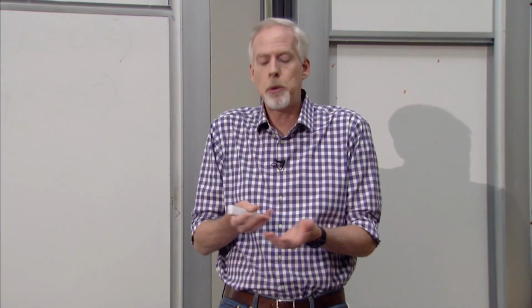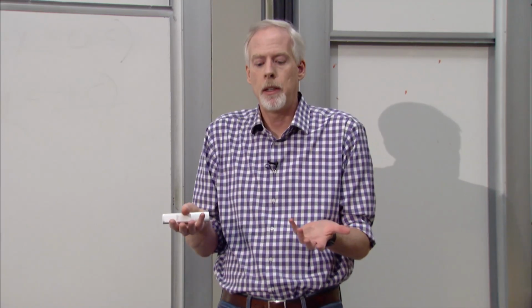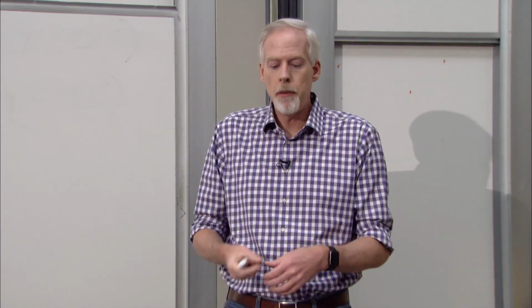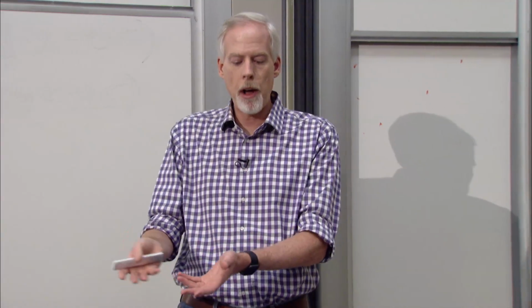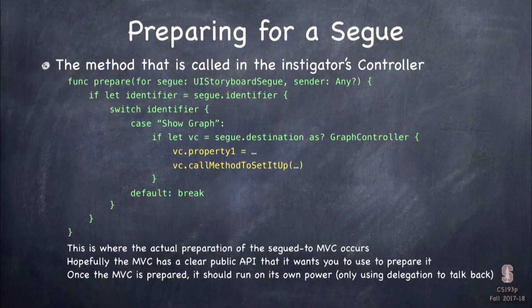Now, if that fails, then obviously I can't prepare it. That's why I do if-let there. But if it doesn't fail, then now I can set properties in the graph controller, call methods, whatever's necessary to get it to know what function to graph so that it can do its job. We prepare it. Cool, everybody? Make sense? It's very important to understand prepare for segue. You just can't do any multiple MVC stuff without understanding this method. It's the most important method in all of multiple MVCs.